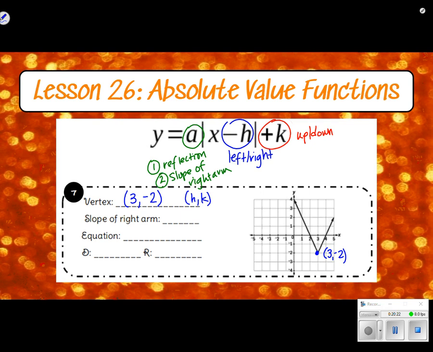when we were pulling the vertex from the equation. All right, the slope of the right arm looks like I'm going up 2, right 1, so that's going to be a slope of 2. We have 3 pieces of information. We're going to plug them in the right spot. So y equals, the slope of the right arm is a, so 2, absolute value.